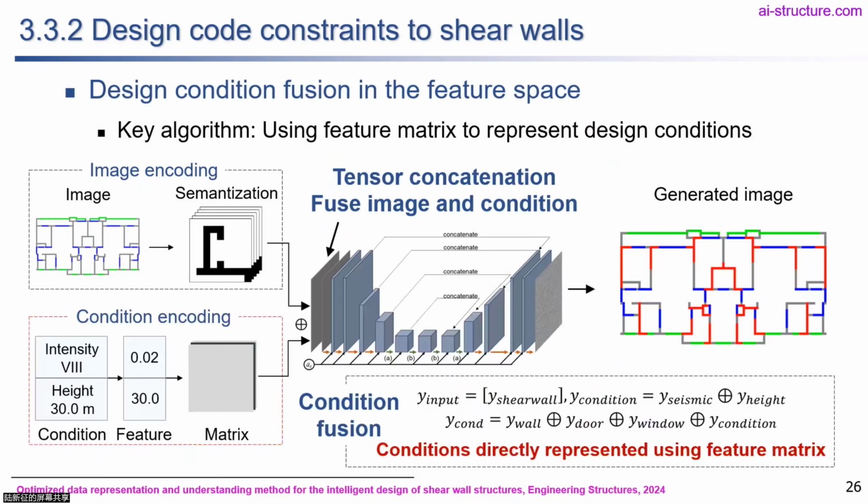Okay, then for the second step, we need to apply the design condition, for example, the seismic design requirement, to the shear wall layout. So we propose to use this algorithm, which we call design condition fusion in the feature space. We take the image and the design condition, for example, the design intensity and the height, together to generate training data to train the AI to learn how to embed the design condition into the generated result. So here is the result we get.